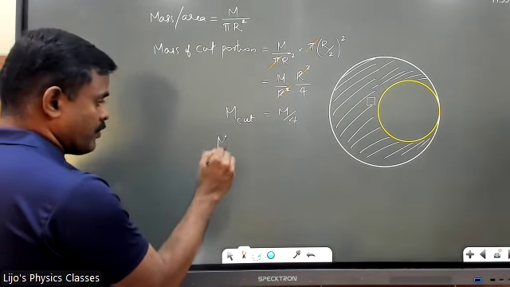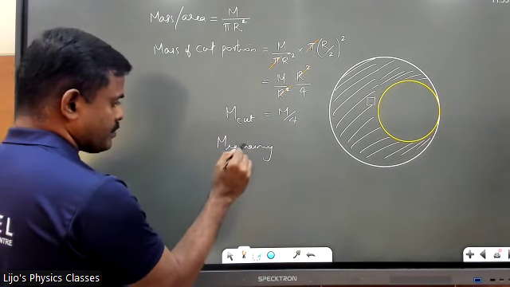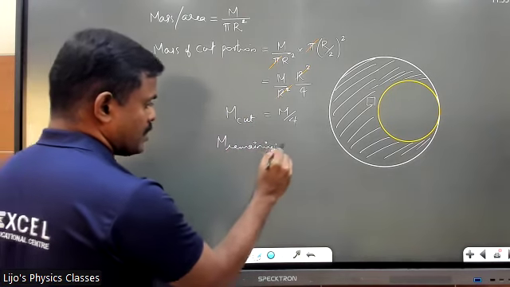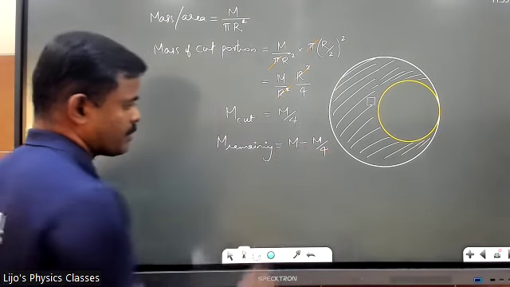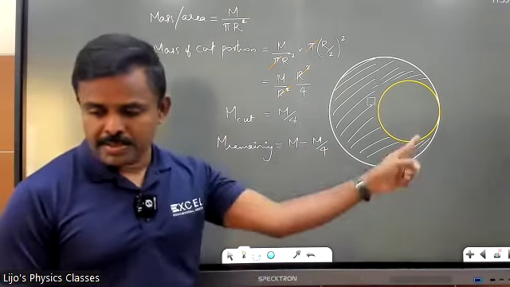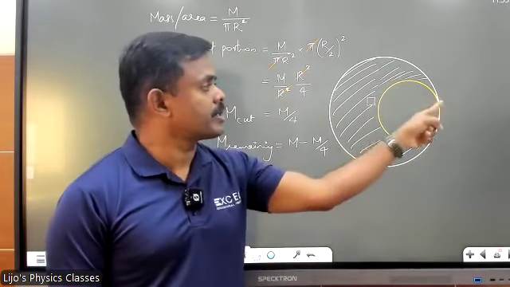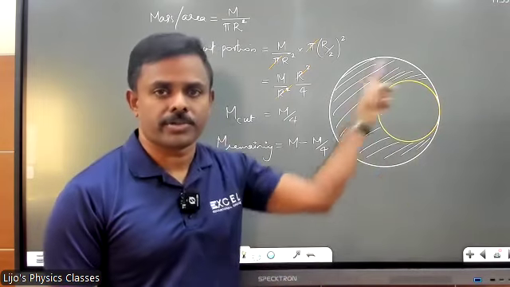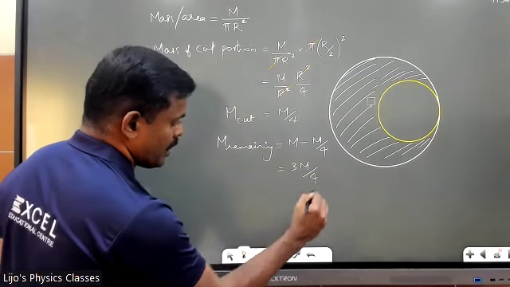So what is mass of remaining portion? Look at this. Total mass minus mass of cut portion will give you mass of remaining portion. Remaining portion means this shaded portion. What is it? M minus M by 4 is 3M by 4.